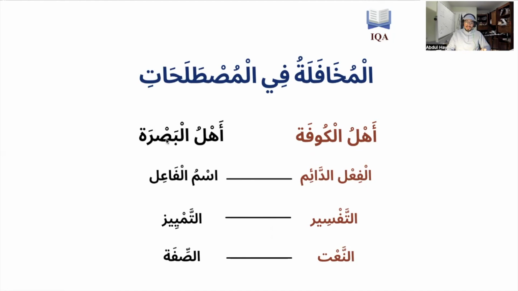So the school of Basra, they'd say ismu fa'al, which is what we use today, right? Ism fa'al. At-tamyiz, which is also what we use today, right? As-sifa, which is not what we use today, right? Usually today we say what? An-na'at. Usually we say an-na'at. So at the school of Kufa, instead of saying as-sifa, they say an-na'at. The school of Basra, instead of saying at-tafsir, they say at-tamyiz. But Ahl Kufa would say at-tafsir.